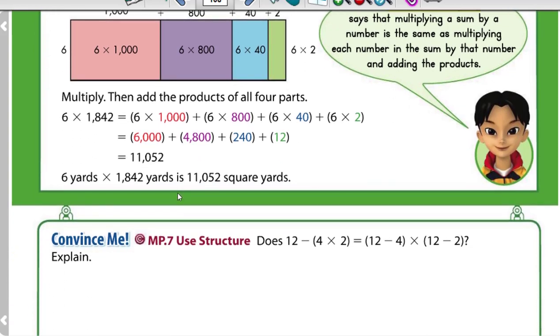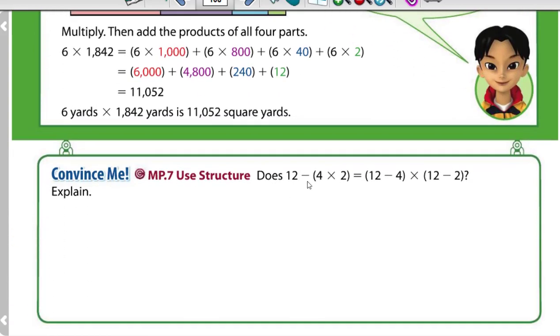Now let's see this question down here. Does 12 minus 4 times 2 equal 12 minus 4 times 12 minus 2? Can you see here with me? Can we use distributive property in this way or not? Is it working or no? To answer yes or no, we will calculate the left side, this one, and the right side, this one. Okay?